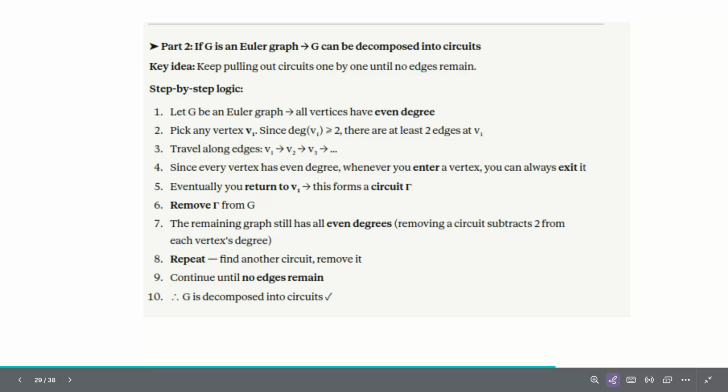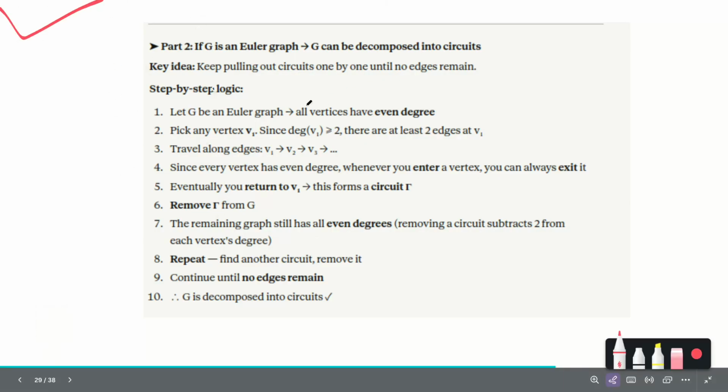So if a graph G is Euler, it means that all the vertices in it have even degree. So let's say I am picking any vertex, let's say V1. What is that V1's degree? That is what we are saying here. So we are picking any vertex here.